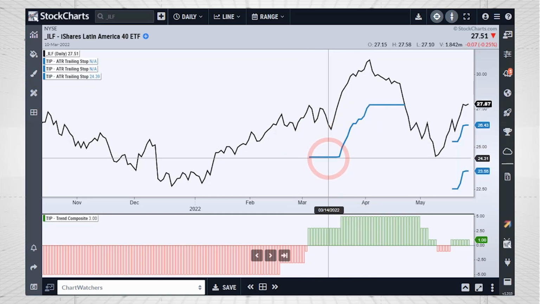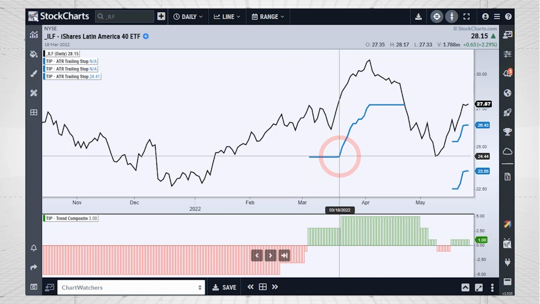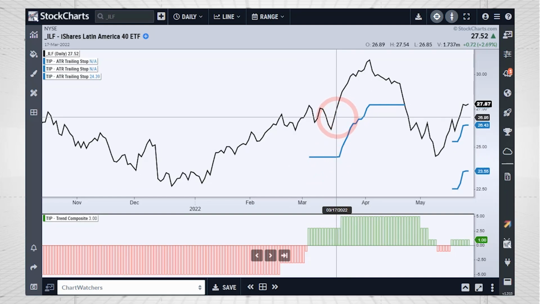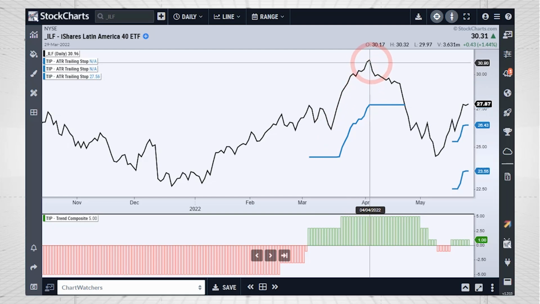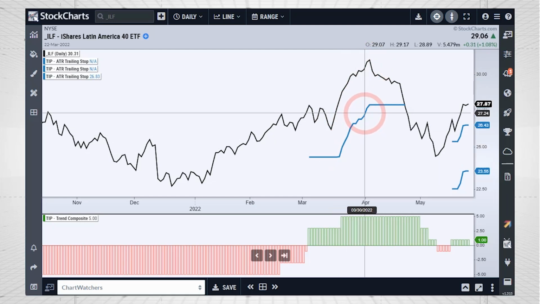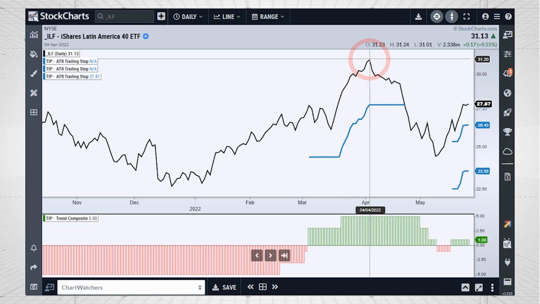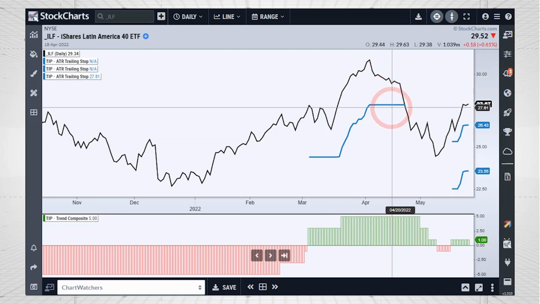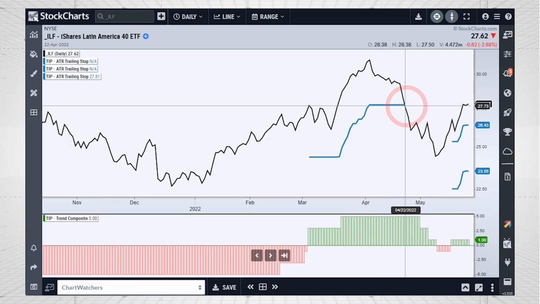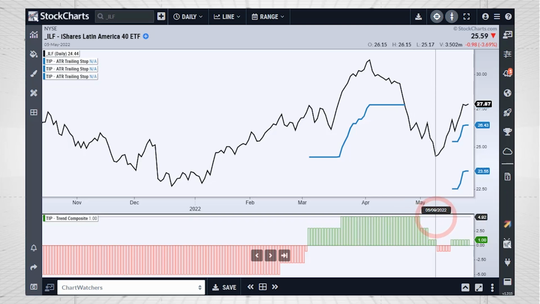Now this ATR Trailing Stop is set 6 ATR 22 values below the highest close. So you can see when prices rise, this ATR Trailing Stop rises because the highest close is rising. And when prices flatline or move down, that Trailing Stop flatlines. And there you can see it triggered on April 22nd. And the Trend Composite was still positive. So there are two possible exits, either when the Trend Composite turns negative, which it did near the low in May, or when you hit the ATR Trailing Stop.